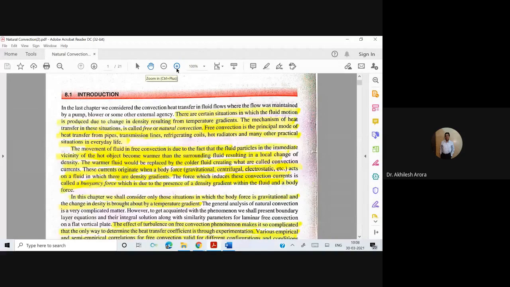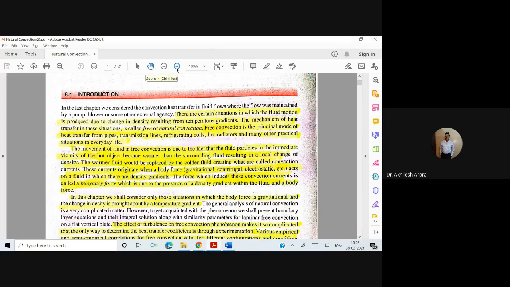So basically, you understand that whenever there is a density difference, the heat transfer will take place because of natural convection or free convection, or the motion of the fluid particles due to the density difference. Now moving to the second paragraph, the movement of the fluid in free convection is due to the fact that fluid particles in the immediate vicinity of the hot object become warmer than the surrounding fluid, resulting in a local change of density. This we discussed just now.